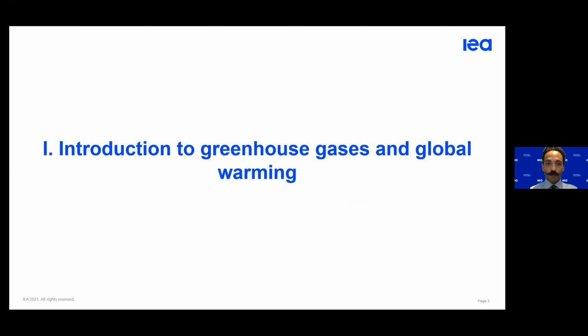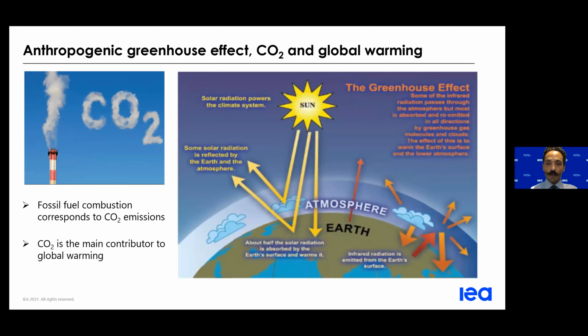So without further ado, I'm just going to start the presentation with the introduction to greenhouse gases and global warming. Perhaps some of you are already familiar with the concept of the greenhouse effect. CO2, alongside methane, N2O, fluorinated gases, and water vapor, are among the greenhouse gases. The greenhouse effect corresponds to the circumstances where the short wavelengths of the sun's radiation can pass through these gas molecules and reach the Earth's surface.